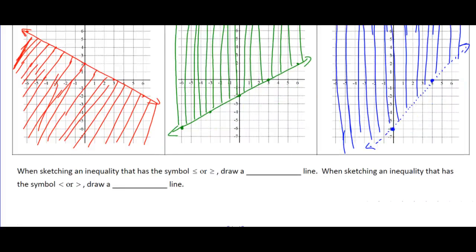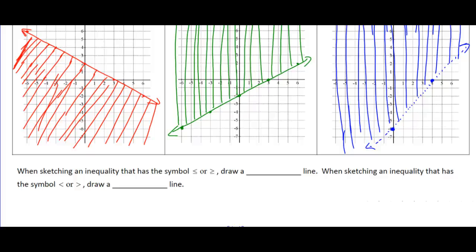Okay, so what's important? Solid line or dashed line, arrows on the end of the line, and which way you shade it. Always double check with a test point, whose name is probably 0, 0, unless 0, 0 is on the line, then you're going to have to pick something else. But it's pretty easy to pick a point. Hey, what about negative 6, 0? Or sorry, 0, negative 6. Is that true? No, it's false. Then this better not be shaded.